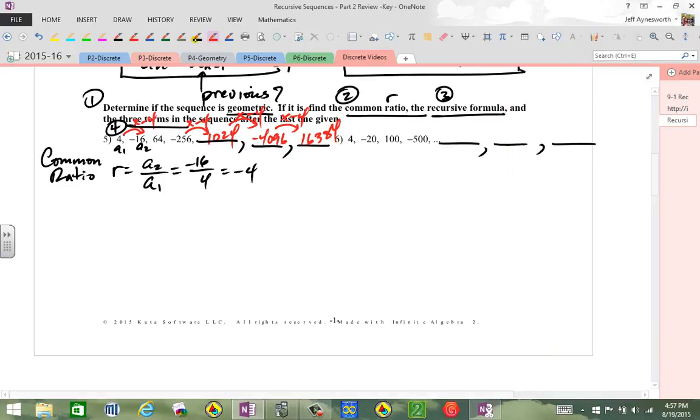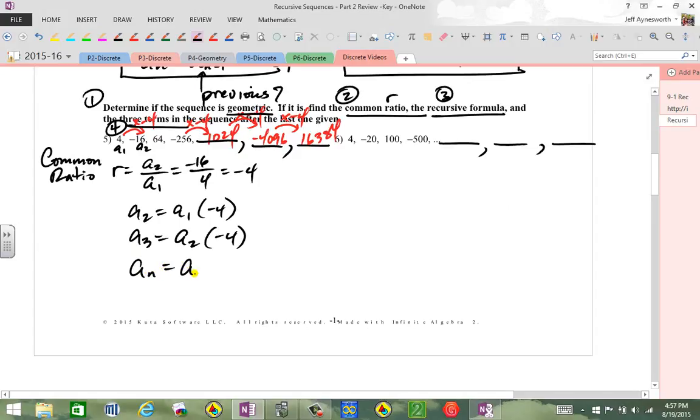Okay, so what happened there? Well, we took the second term, and that was equal to the first term times negative 4. The third term was equal to the second term times negative 4. So in general, the nth term is equal to the one before it, a sub n minus 1 times negative 4, or you could write it as negative 4 times a sub n minus 1. Either way, you just keep on multiplying by negative 4. You see multiplication as part of your recursive rule.